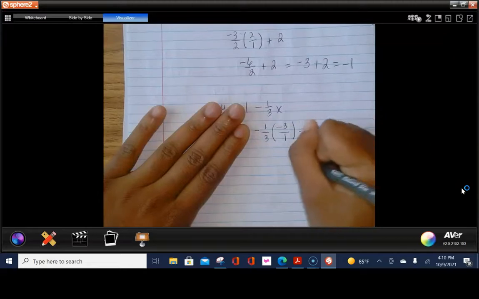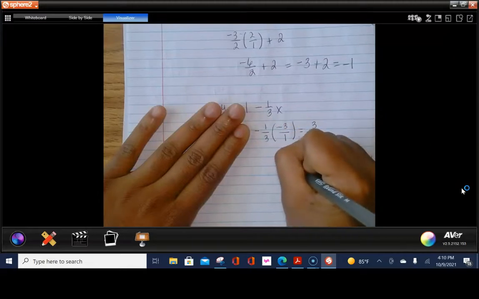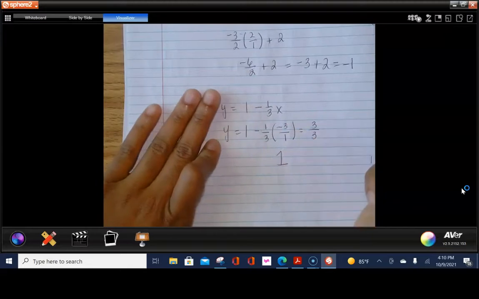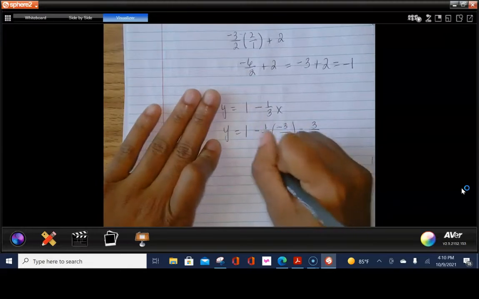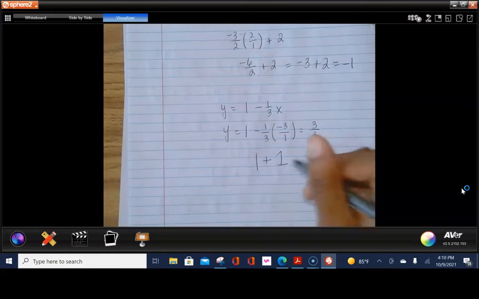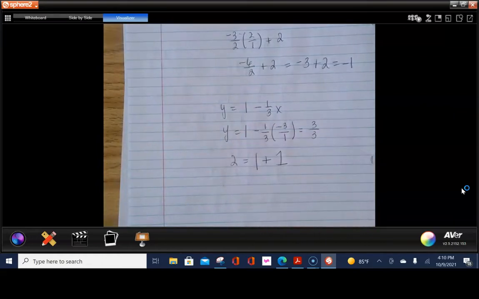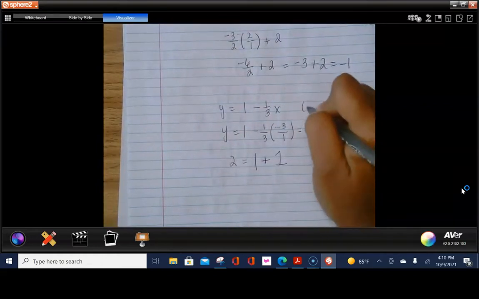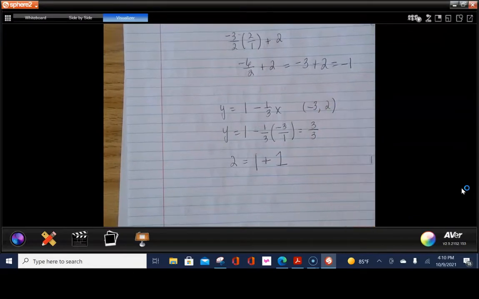See, that's 1. All right? So this becomes positive 1. And then I'm dropping down that because it's a positive 1, I'm putting a plus, and then I'm doing that. You see? So the output is 2. Okay? So when x was negative 3, the output is 2.